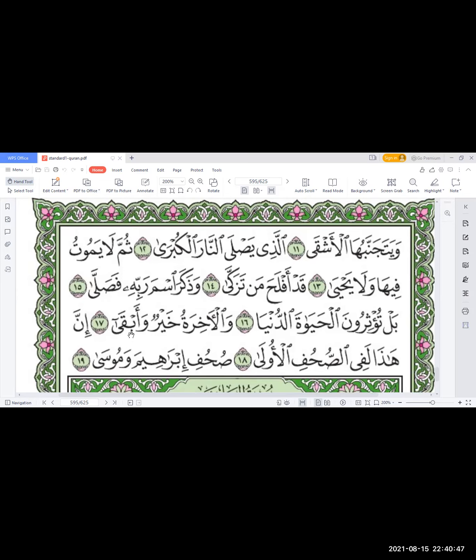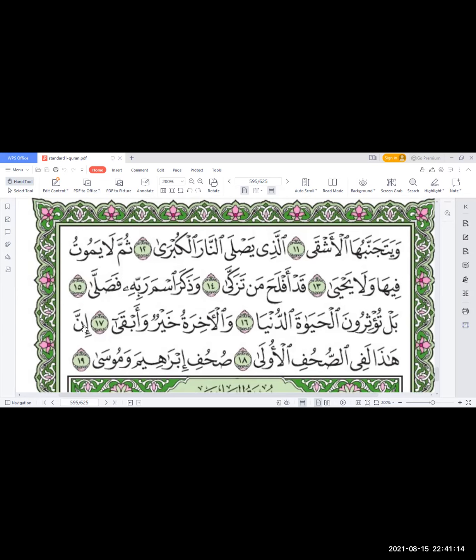Why is it using "more" rather than "al"? More lasting, so that means it compares with what, the dunya? Yes, compared to the dunya, the worldly life. The hereafter is better and more lasting. Inna hadha la fi suhufil ula.